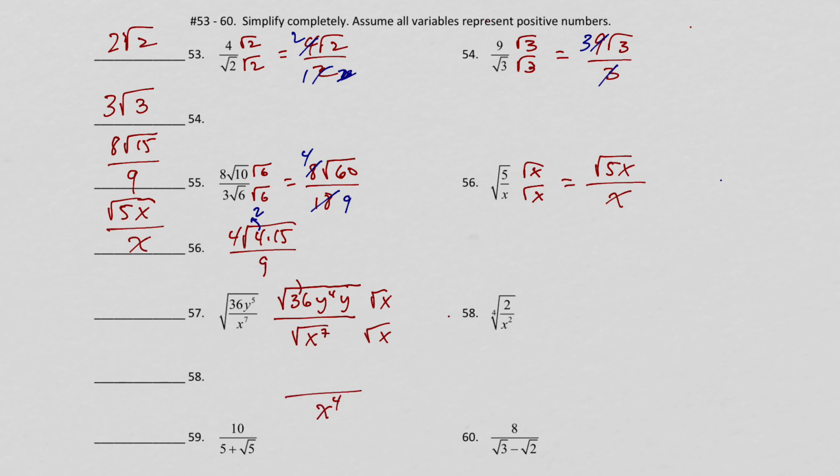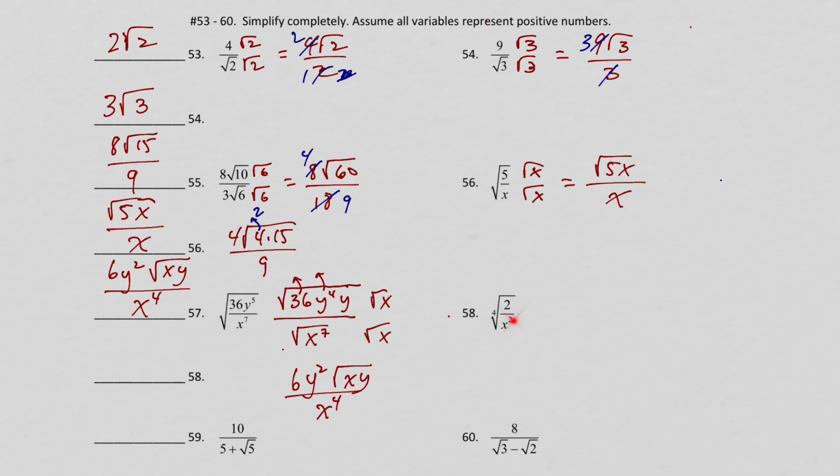And on the top, I take this out and I get a 6. I take this out and I get a y squared. And then I'm left with the stuff in the radical, and I'll put it in alphabetical order, xy. So 6y squared root xy all over x to the 4.